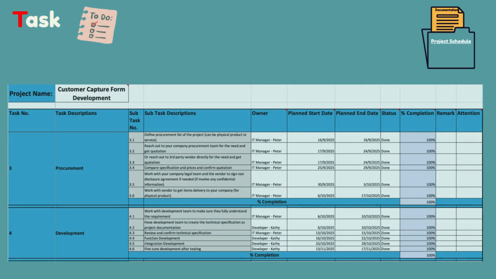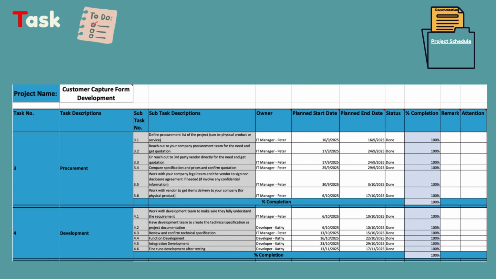Now, let's review task 3, procurement, and task 4, development. Task 3 is related to hardware, software or services procurement. As long as you need something but your organization doesn't have those resources internally, you will need to procure it. You might not need this task in all IT projects, but we think it is good to give you some visibility of what they are.